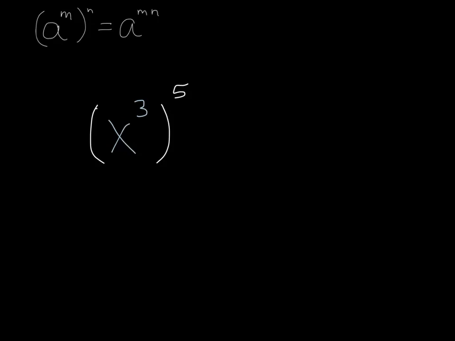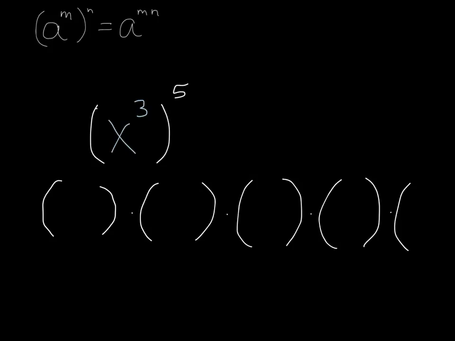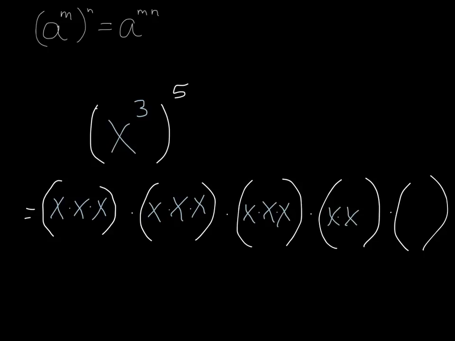So in other words, I've got this parentheses that happens 5 different times, right, by definition of exponent. And then inside, I've got x to the third, which is just this, right? So once this is all said and done, I've got 3, 6, 9, 12, 15, or x to the 15th, which is the same as 3 times 5.